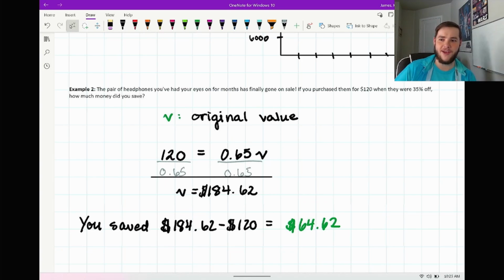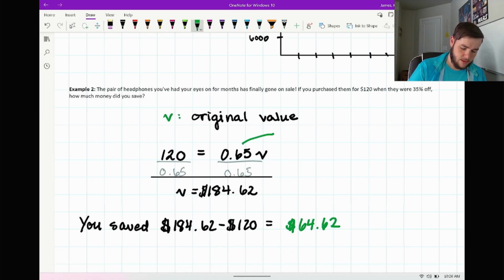The next layer of trickery comes from the fact that we are given the sale percentage. So we purchased them for $120, and I know that's 35% off of their original value. In other words, that's 65% of, meaning times, the original value. That leads me to the linear equation 120 equals 0.65 V. From here, it's just like the last few videos we've done. We divide both sides by 0.65, and we get 184.62 as the original cost of the headphones.